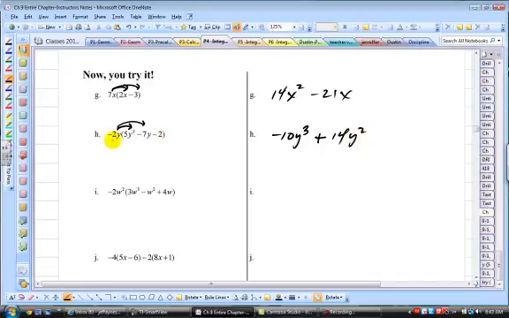And then the last one, a negative 2 times a negative 2 is a positive 4, so go plus 4, and then times a y would be 4y. Standard form: third degree, second degree, first degree. All right, pause the video, try the next one.